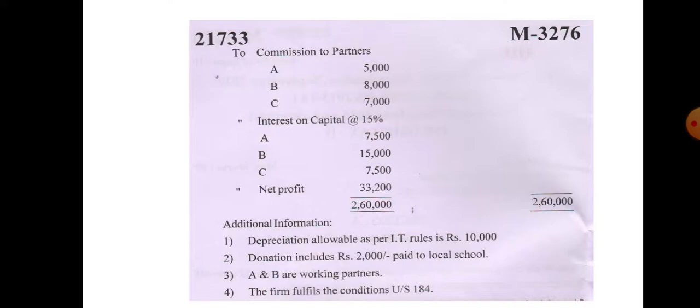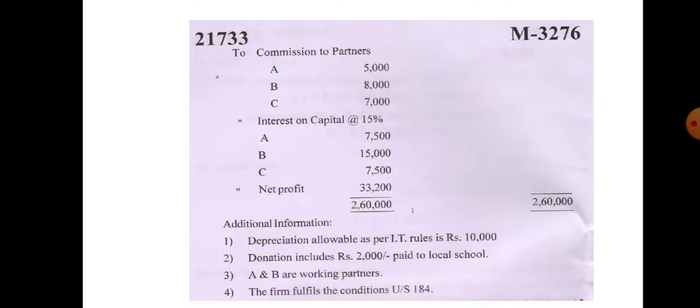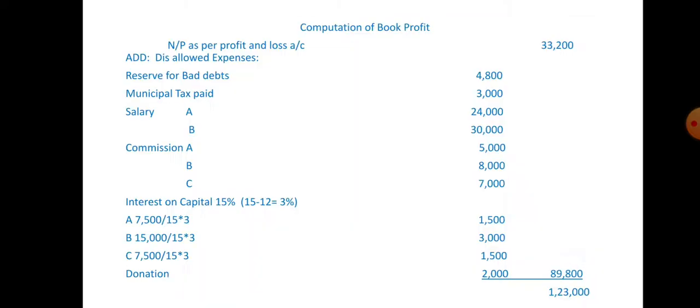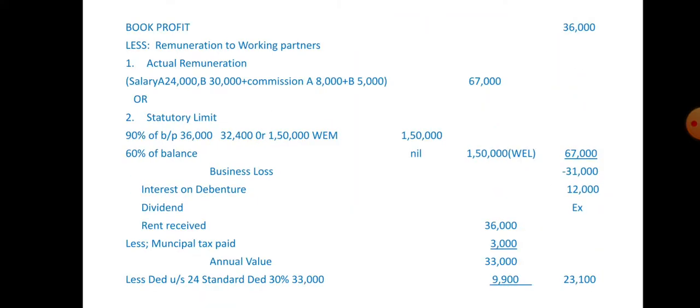So you see the salary of A and B is given. Both are working partners. You take the salary, plus bonus, which is not there in the problem, and the third thing is commission. You take for A and B 5,000 and 8,000. Salary 24,000, 30,000, commission 8,000, 5,000. If you add, you will get 67,000.